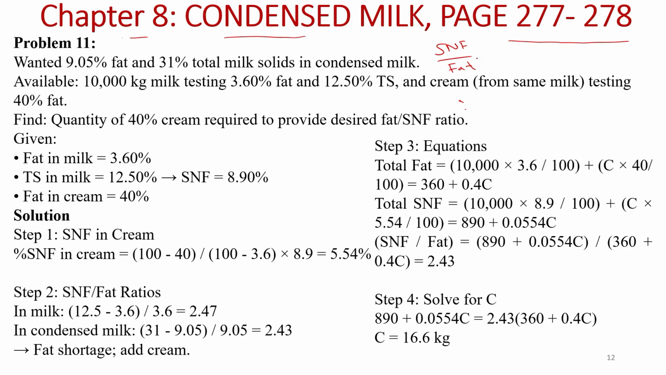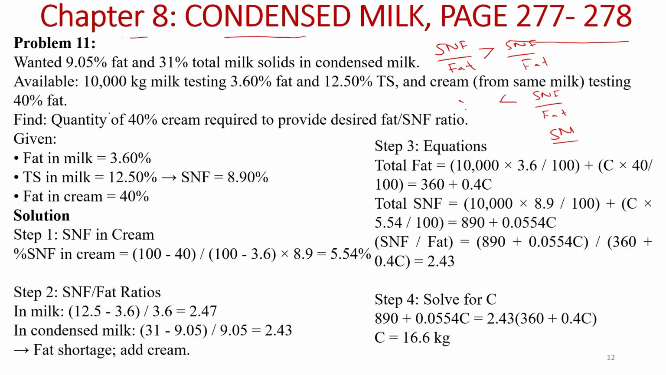Now if the SNF to fat ratio in milk is greater than the SNF to fat ratio required in condensed milk, this means there is fat shortage and we will have to add cream. And if it is the reverse, that is, if the SNF to fat ratio in milk is less than the desired SNF to fat ratio in condensed milk, then we will have to add SNF, that is, we will have to add skim milk. Okay, so for these two types of numerical we will cover the two cases, as I've told you, in the form of problems.